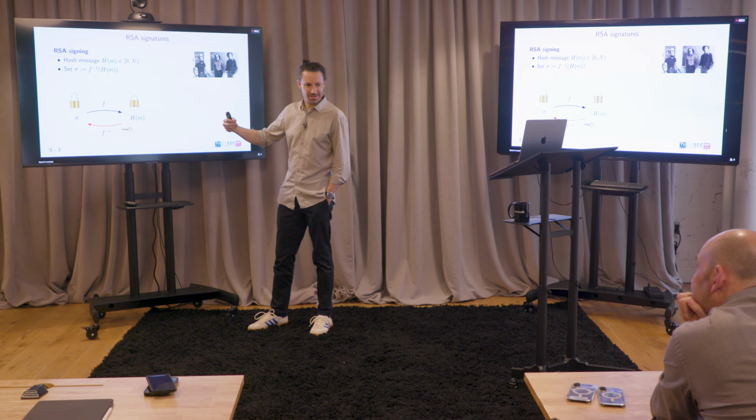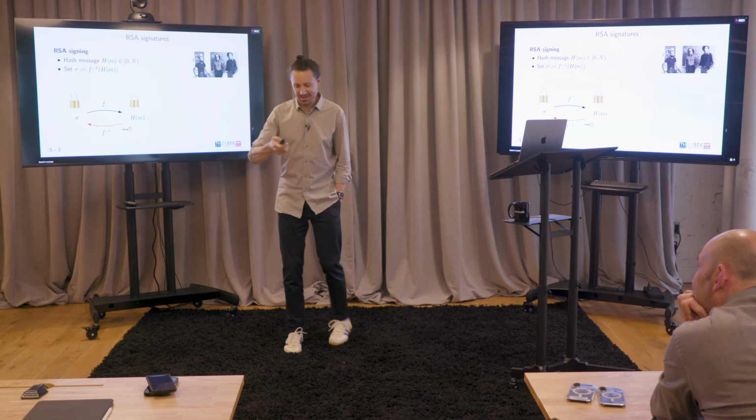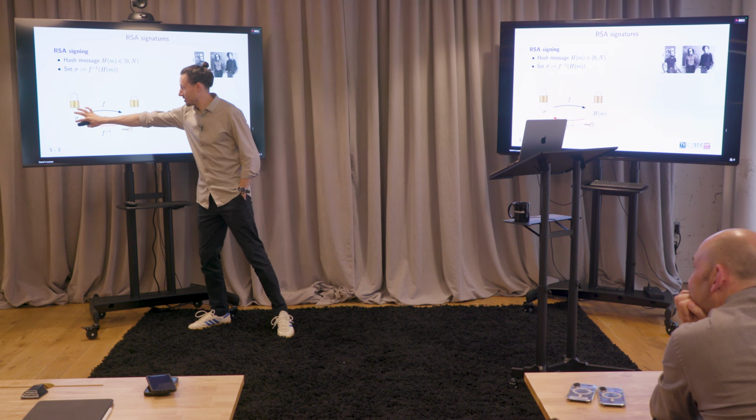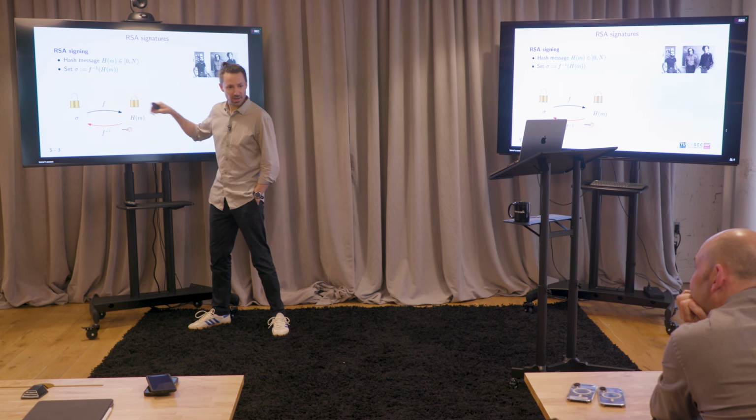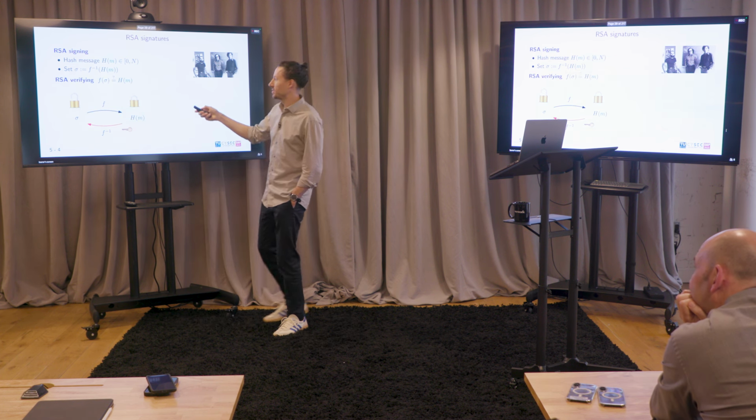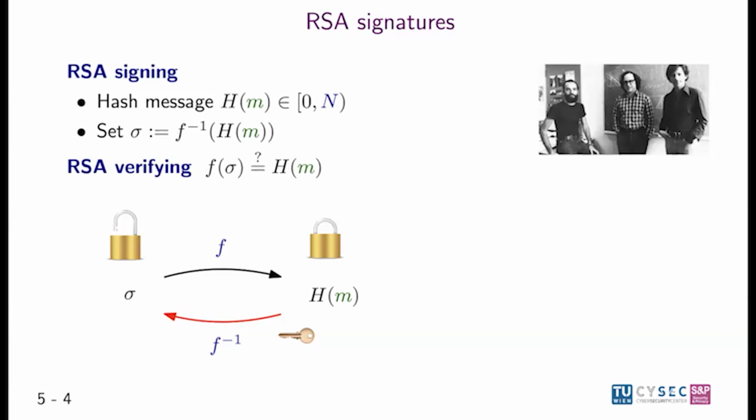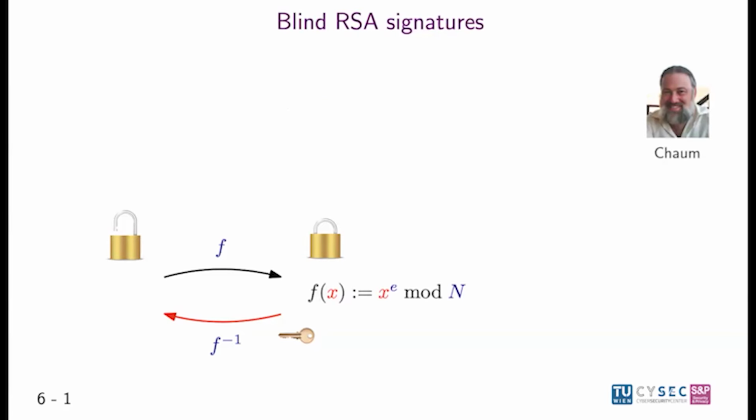Encrypt. Yes? You encrypt it back. Exactly. So basically, if you see a signature, since that is easy to do in public, you can check whether if you evaluate F on it, you get back the hash of the message. Now, Chaum's idea was to turn this into a blind signature scheme.